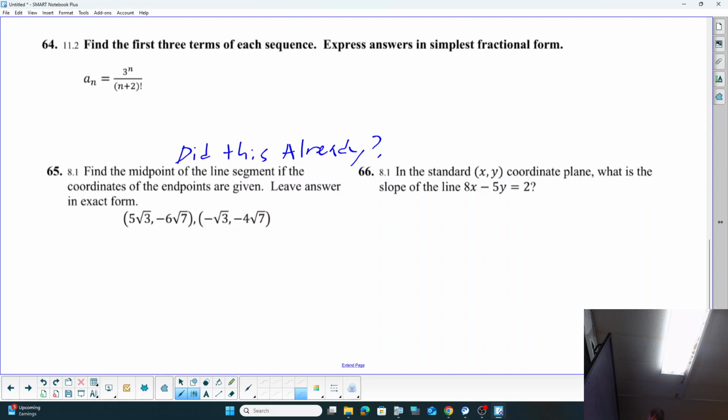Slope of the line. Minus 8x to the other side. And then divide by negative 5. And so the slope will be 8/5.